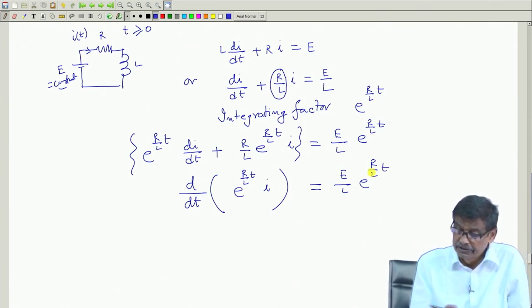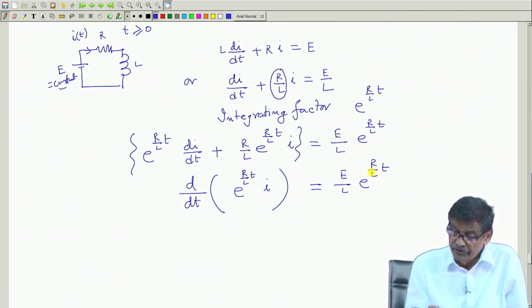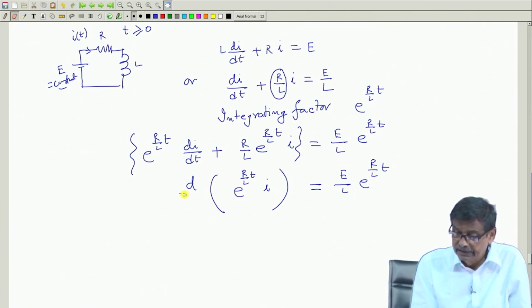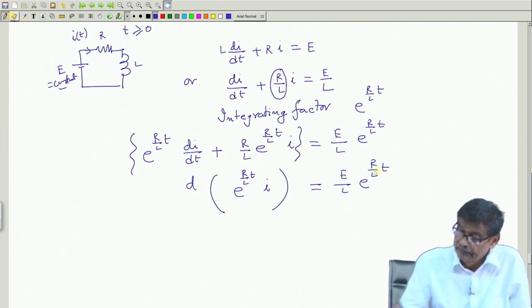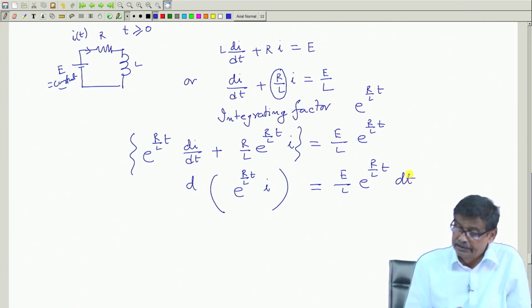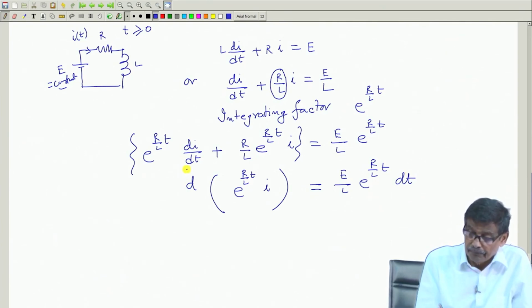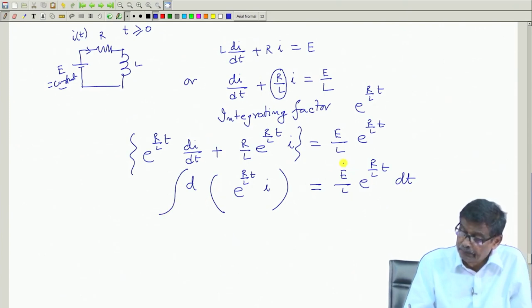That is the first function into differentiation of the second plus differentiation of this function, R/L into e to the power (R/L)t, into the second function. So, that is fine. Now, in the next step you bring this dt on the right hand side. It will be like this. My goal is to find I(t). Therefore, I will integrate both the sides now.